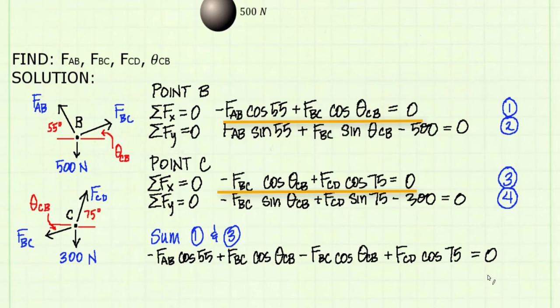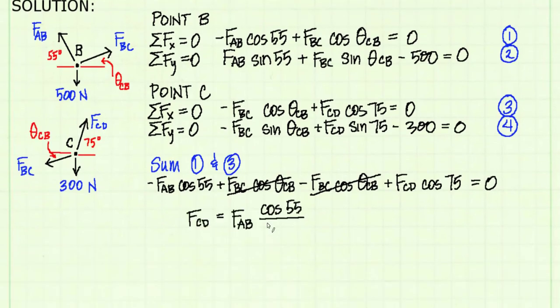Okay, here's the sum of equations 1 and 3. The first 2 terms from equation 1, the third and fourth term from equation 3, all equal to 0. Notice that the second term and the third term cancel each other out. That removes my unknown theta CB from the equation, and now I just have 2 unknowns in this one equation. I'm going to solve for force CD in terms of force AB. Okay, I've now got force CD written in terms of force AB, and I'm going to call it equation 5.